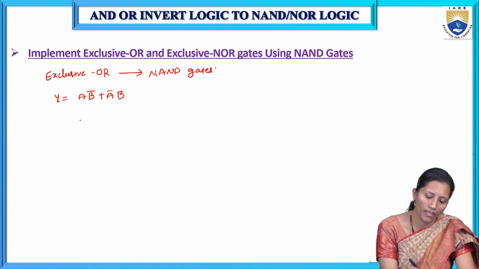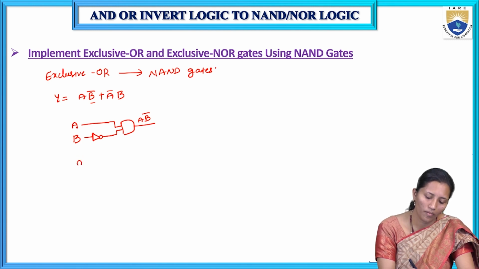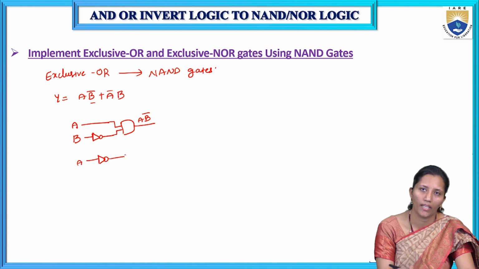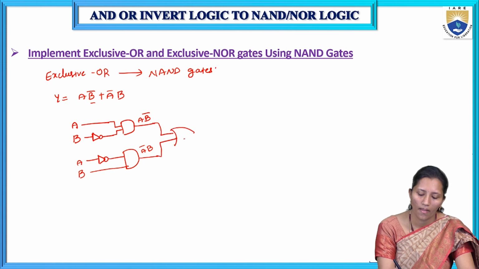So B is given to the inverter, and we get B bar. So A into B bar is given to the AND gate, and here we get A into B bar. And A bar: if we give input A to the NOT gate, we will get A bar, and with B, we get A bar into B. If we add these two outputs, A B bar plus A bar B, we will get the XOR gate operation.